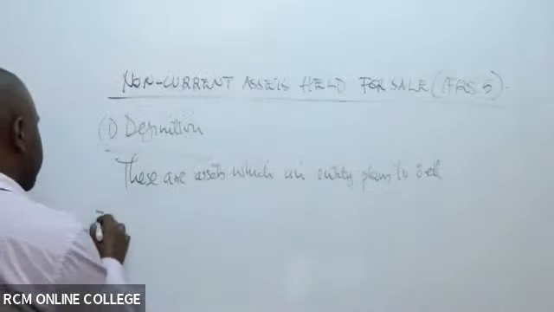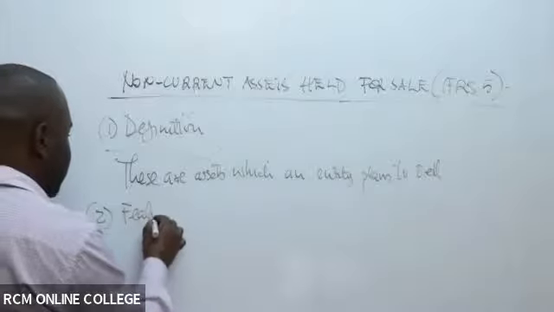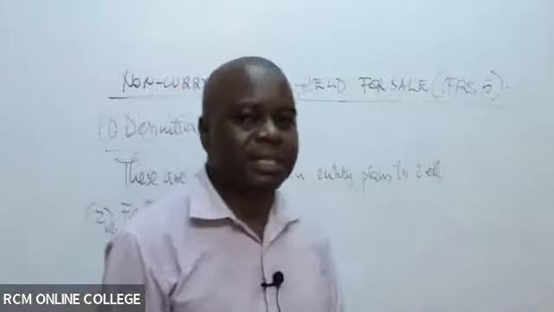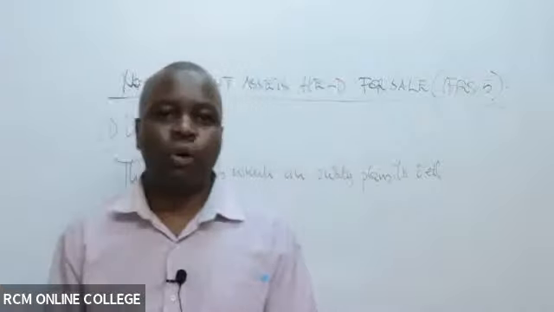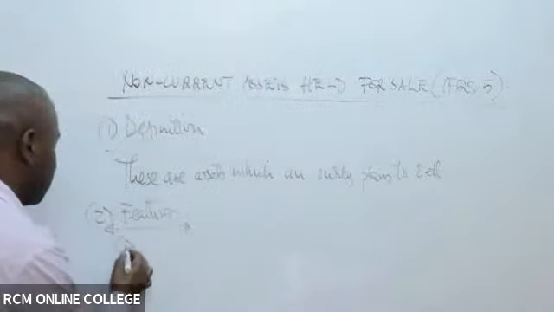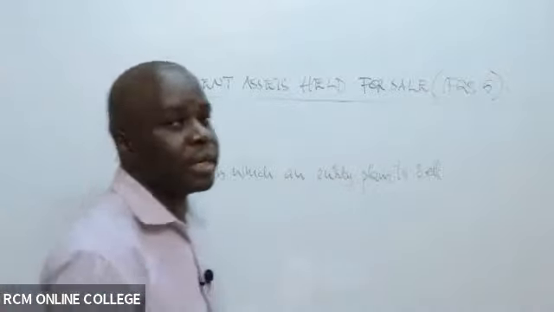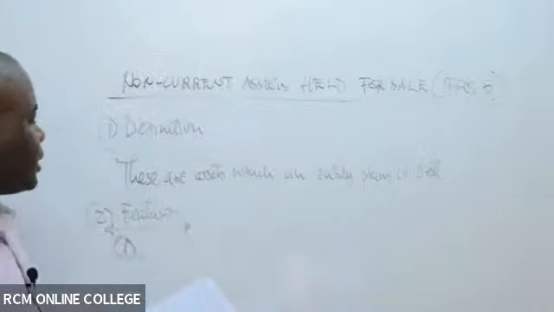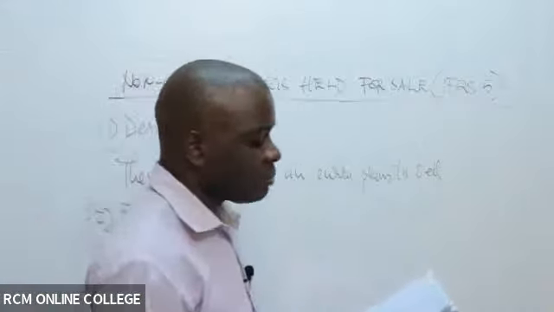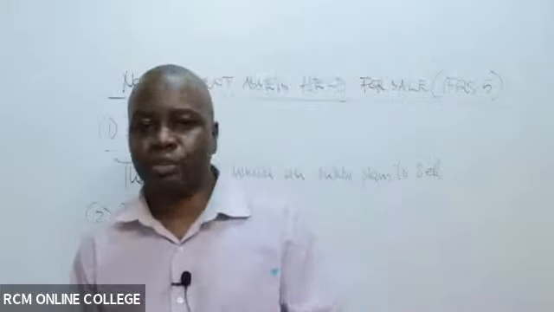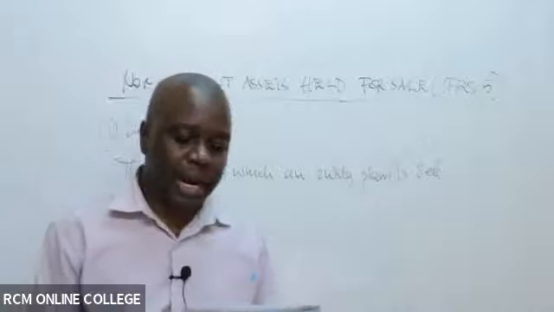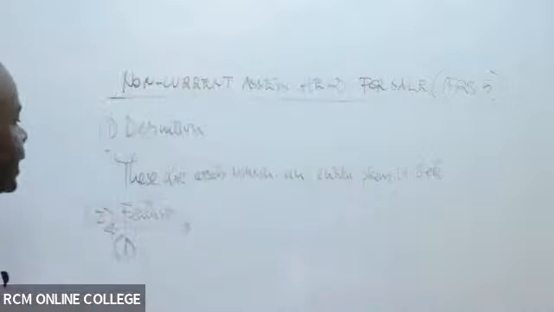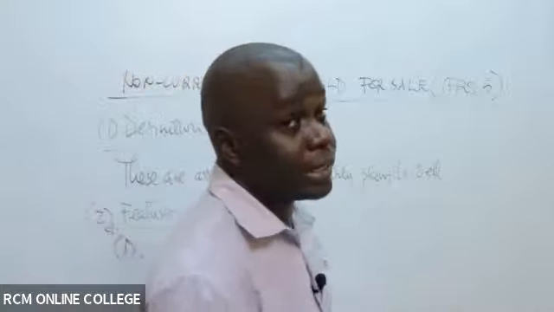So what are the features of these non-current assets held for sale? How will you know it is a non-current asset the entity is holding to sell? Feature number one: the management has committed to a plan to sell the assets. You can see what the management of that entity has been able to do. The management has committed to a plan to sell the assets.